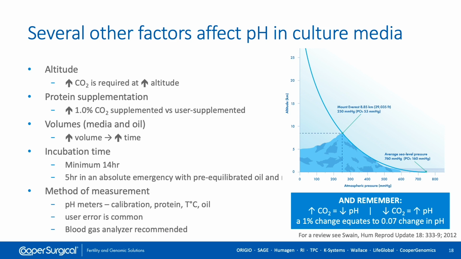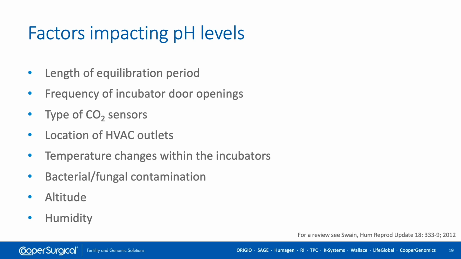So, factors affecting the pH in your media: the length of equilibration time, the frequency that you open the doors, which not only affects pH but other factors as well, and should be kept to an absolute minimum, the type of CO2 sensor, where you place your air conditioning outlets, whether there are temperature changes within the incubator, obviously the type of incubator that you use, and whether there's contamination present or not. The altitude of the clinic can have a major impact, and again, whether you use humidified or non-humidified incubators, and the relative humidity in the lab can also affect pH by having an impact on evaporation.